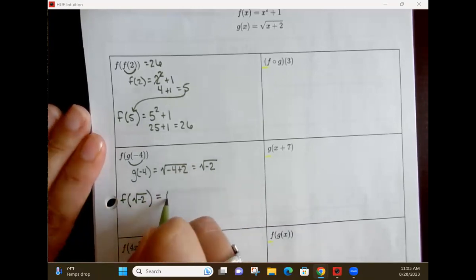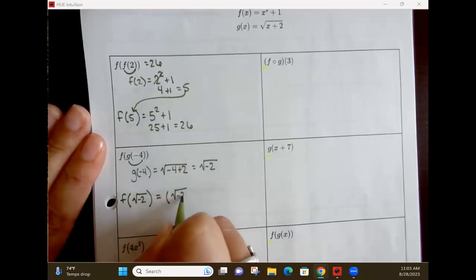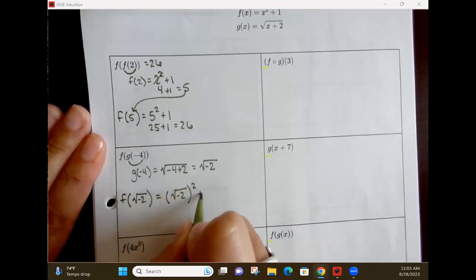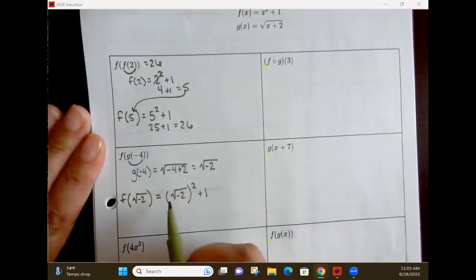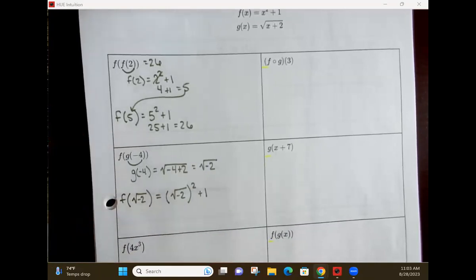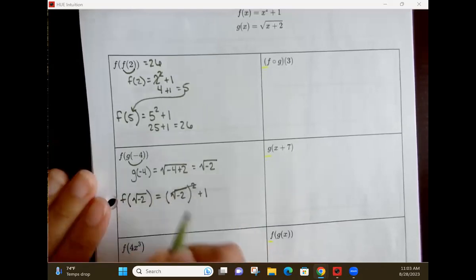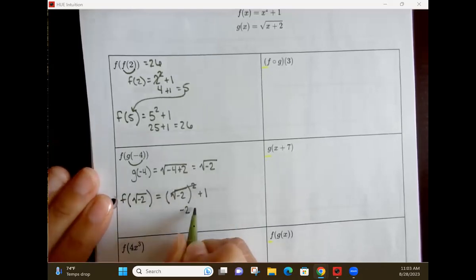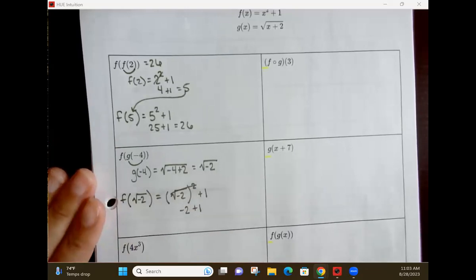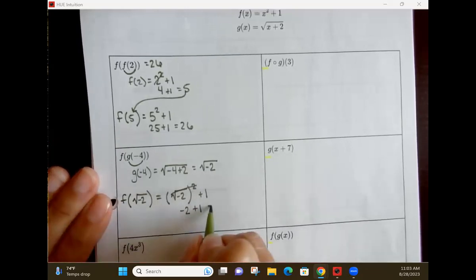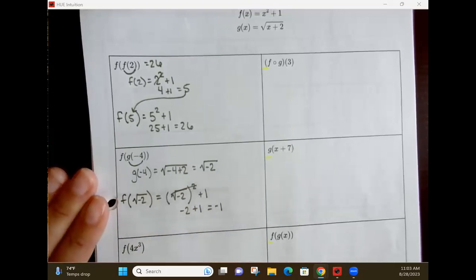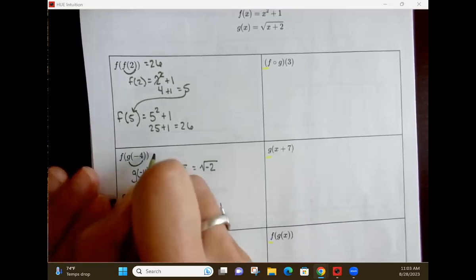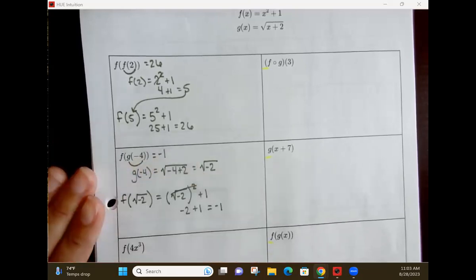When I put this into f, I would have the square root of negative 2 squared plus 1. What happens here when I square the square root? It goes back to whatever was inside that root, right? So the square and the square root sort of undo each other. And I get just negative 2 out of this, plus 1. Now we're back to something that's real. So this one was a little funky. There's a reason we did it together. And we get negative 1. So f of g of negative 4 is negative 1.